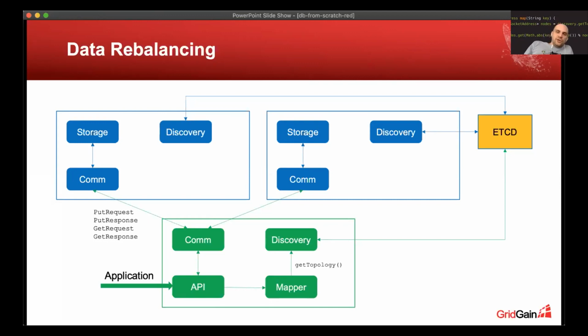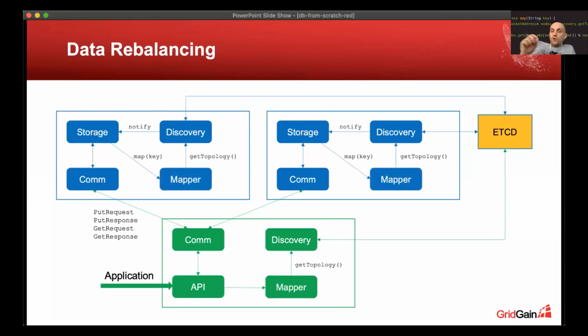The general algorithm would be that discovery will notify the storage. Whenever something changes, the discovery will get a notification from etcd, and then it will notify the storage, telling it, hey, there is a new node, for example. So we need to do something. You probably should check if you should redistribute your data, rebalance your data. So here's the information about the new topology.